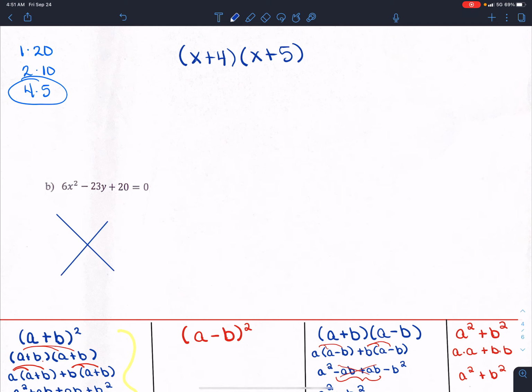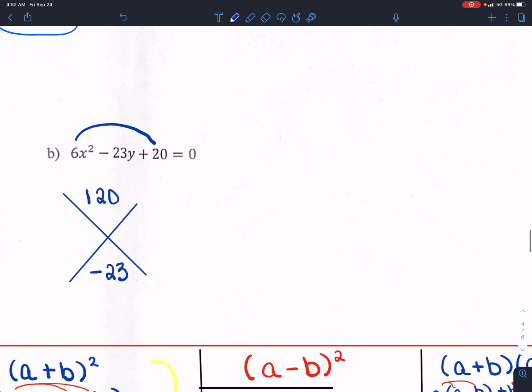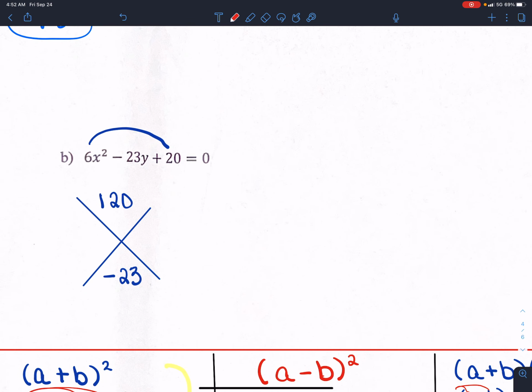with our diamond. We're looking for the numbers that multiply to 120 and would combine to negative 23. Okay. So let's go ahead and list those factors. 1 times 120, 2 times 60, 3 times 40. And I'm going to check those first three to see if either of them work, which in this case, none of them work yet.